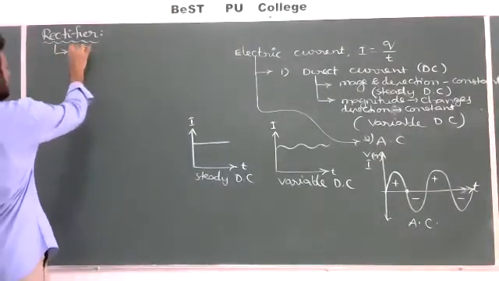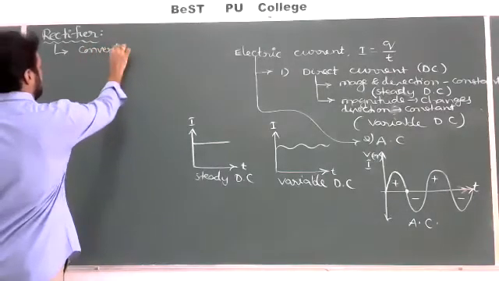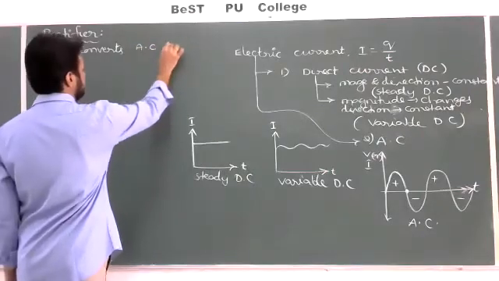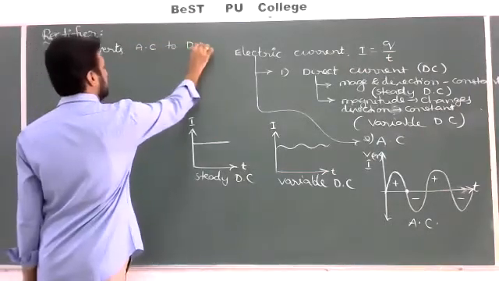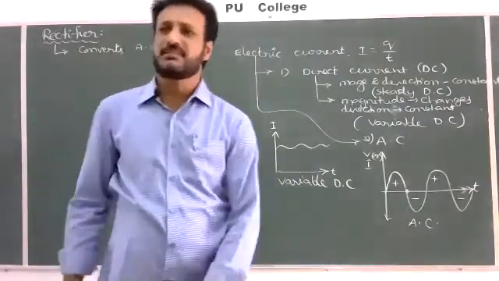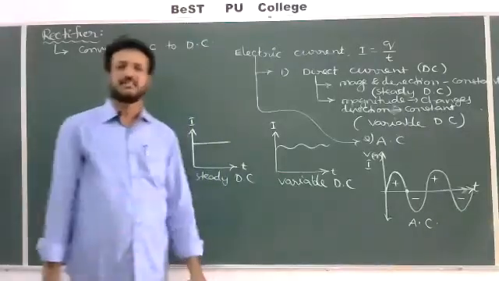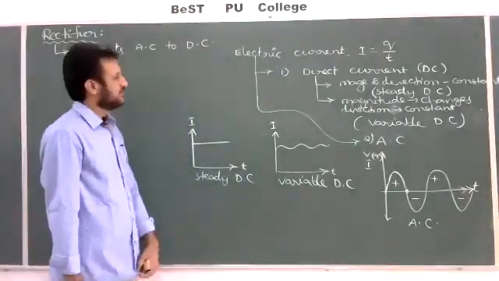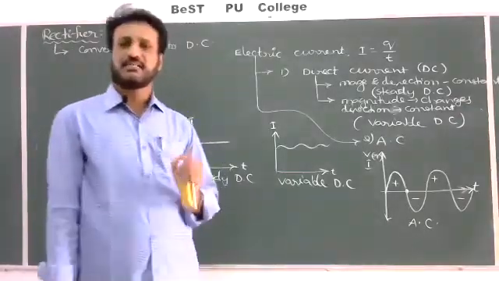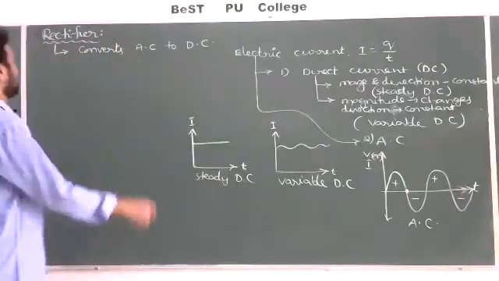An electronic device which converts alternating current into direct current. An electronic circuit which converts alternating current into direct current, AC to DC, is called a rectifier.